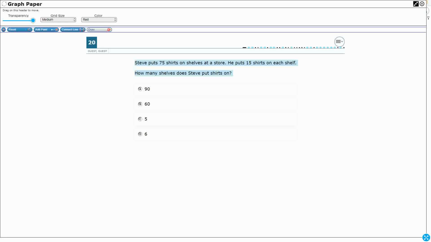All right, so we've got Steve here. Steve is going to put 75 shirts on shelves at a store. He puts 15 shirts on each shelf. So how many shelves does Steve put shirts on? Looks like a pretty simple problem, but this is going to involve a multiplication and division fact that we probably haven't learned. So let's think about some other ways that we can solve this.